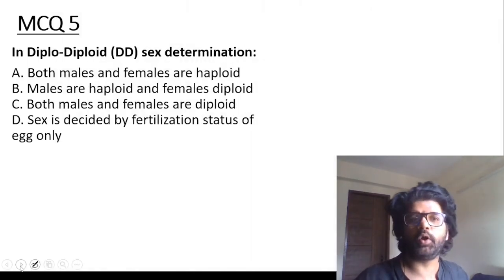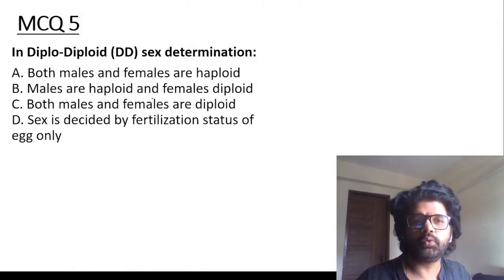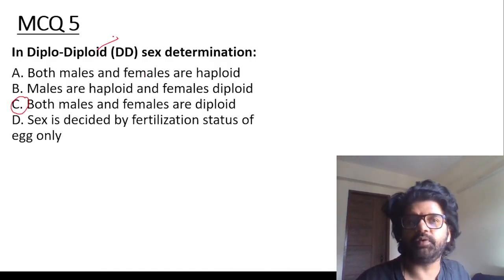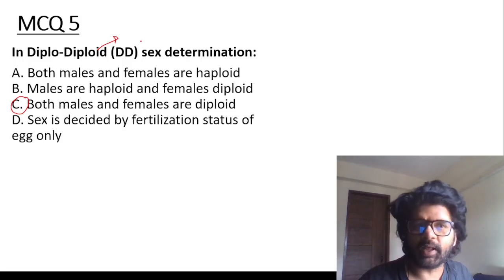MCQ5, diplodiploid sex determination. In diplodiploid, both males and females are diploid. We are diploid, that means we have two sets of chromosomes, XX female, XY male. And again, humans are diplodiploid. C.